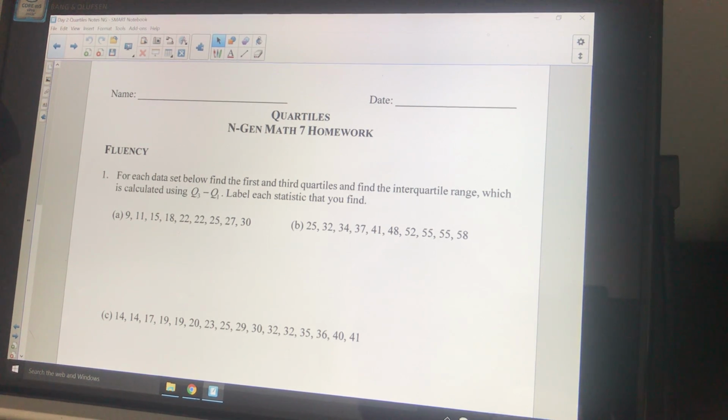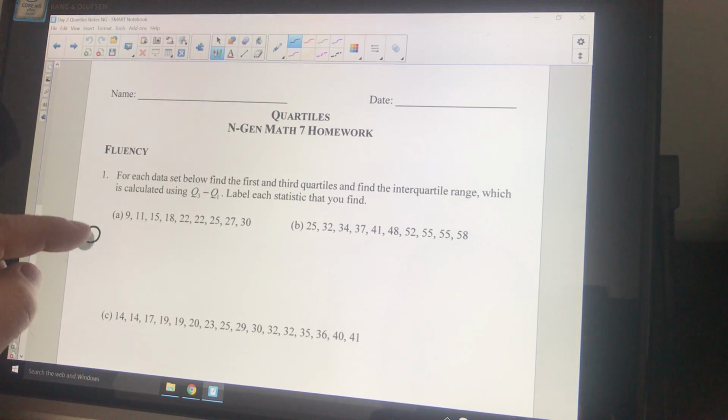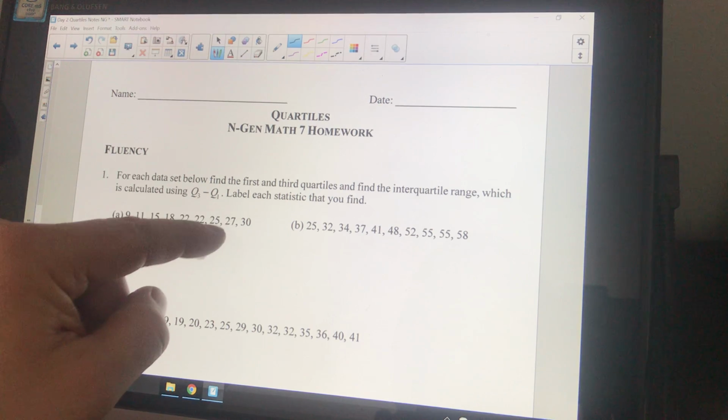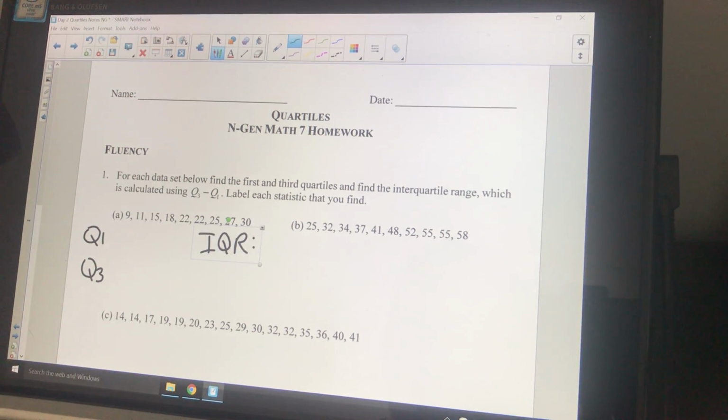So for the fluency questions, number one, for each data set below, find the first and the third quartiles and find the interquartile range, which is calculated using Q3 minus Q1. Label each statistic that you find, okay? So I'm going to make sure for each of these that I get a Q1, a Q3, and then I'm going to find the interquartile range, or IQR, for each of them, right? So IQR, let's get into it, right?